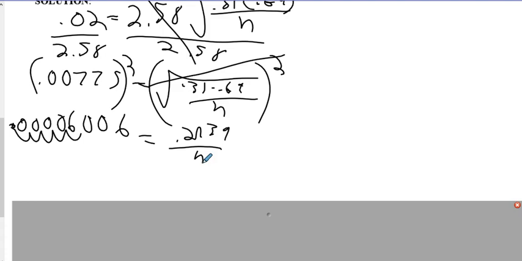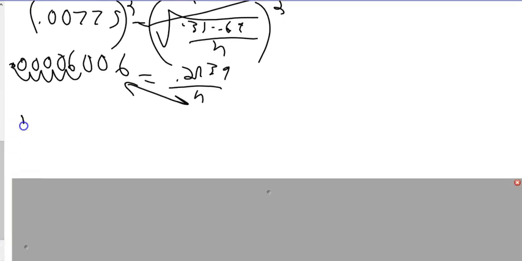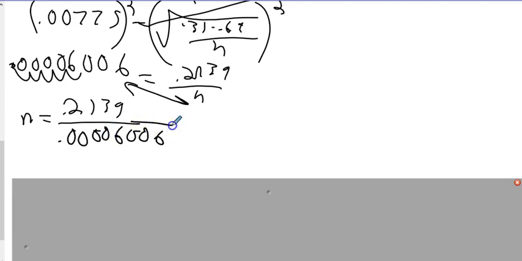The technical long way is, you have to multiply both sides by n, and then divide. But the shortcut is, these two just swap places. So n is equal to 0.2139 divided by 0.00006006. You just switch the n and that number on the other side.